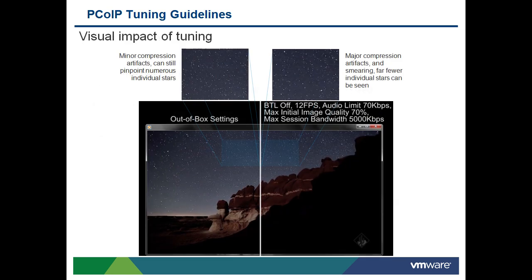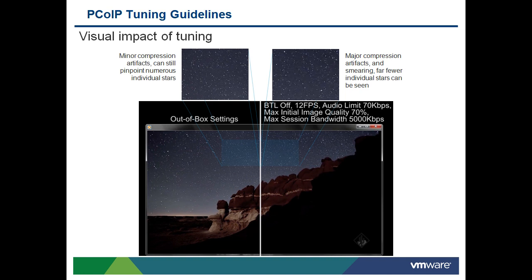And again, this may be hard to see in this presentation, but the out-of-box settings actually give a very high-quality experience. This is a still taken from a live-action video with two different tunings applied. And in the first one, you can see very minor compression artifacts. Those may just actually be compression artifacts in the source video itself. But on the right-hand side, you see major compression artifacts. So this is where we've really pretty aggressively limited PCoIP, dropped the frame rate, dropped the image quality. And you can see that same night sky is smeared and blurry.